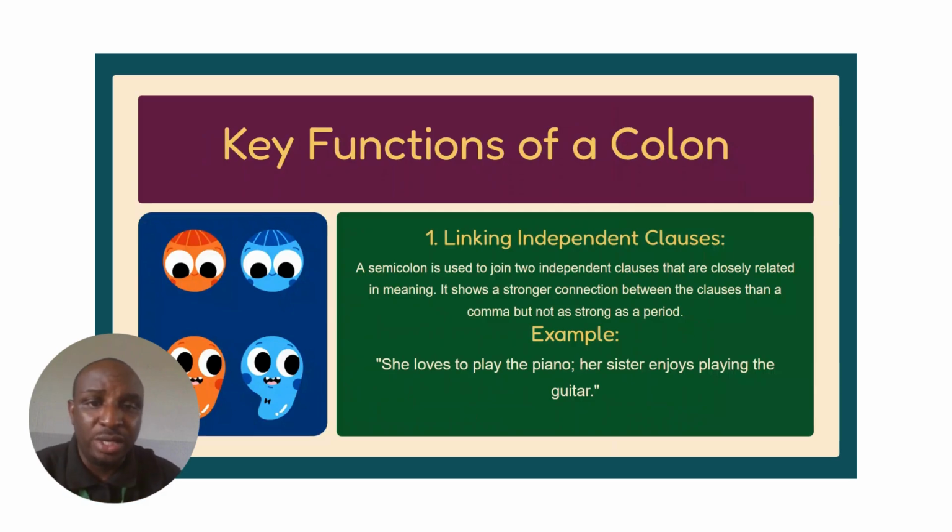Let's see how it can connect two dependent clauses. The first one is: she loves to play piano. That's the first clause. Her sister enjoys playing the guitar. That's another clause. With a semicolon, we have avoided using "and" there. We can separate those two clauses, make them one, and make them an independent sentence, a simple sentence. In this case it is a simple sentence because it has no conjunction in it.